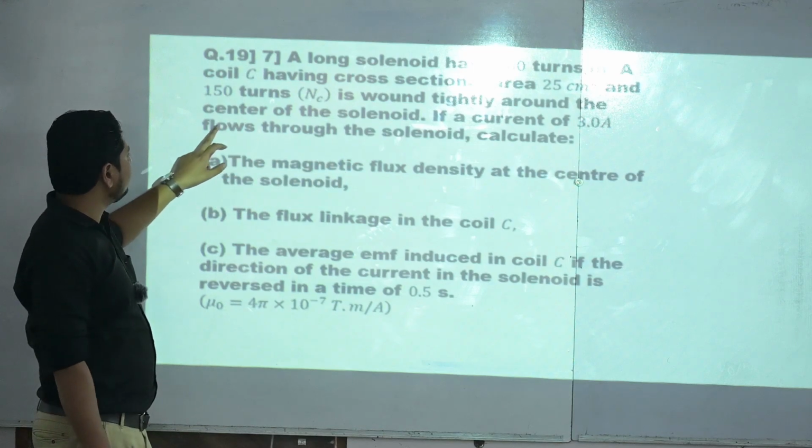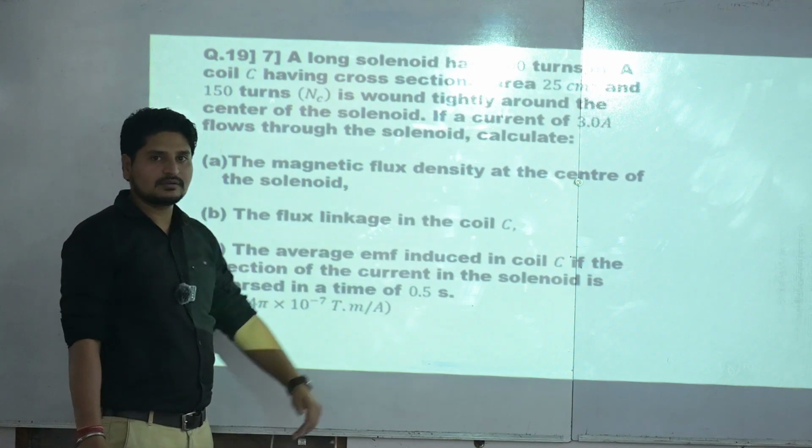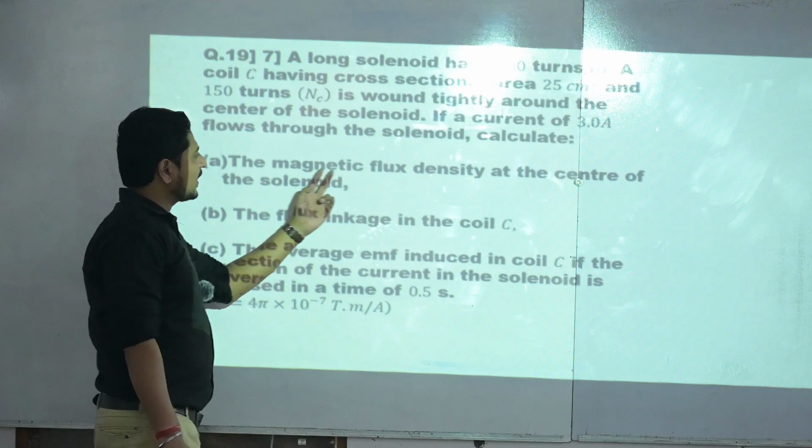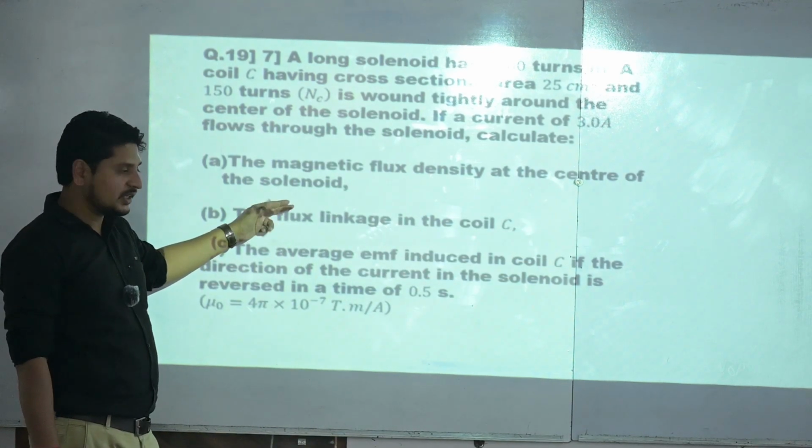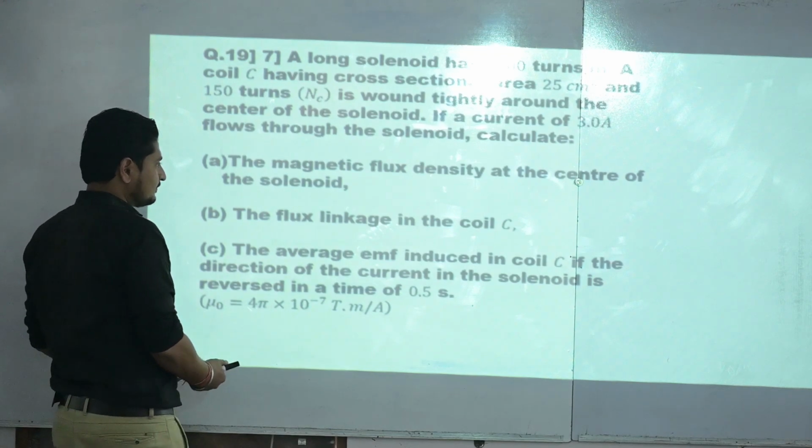The current of 3 ampere flows through the solenoid. Calculate, now three things have to be calculated from here. The magnetic flux density at the center of the solenoid. Magnetic flux density has to be found where? At the center of the solenoid.